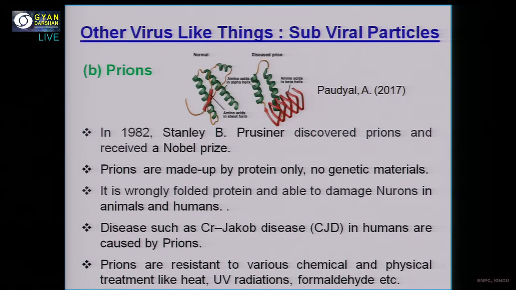Another is prions. In 1982, Stanley B. Prusiner discovered the prions and received the Nobel Prize. Prions are made up of protein only. No genetic material is there, meaning no DNA or RNA is involved in the prions. It is a wrongly folded protein able to damage neurons in animals and humans. Diseases such as Creutzfeldt-Jakob disease, CJD, in humans are caused by prions. Prions are resistant to various chemical and physical treatments like heat, UV radiation, and formaldehyde.